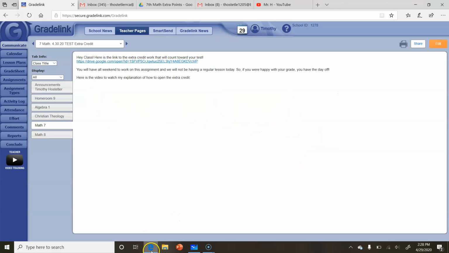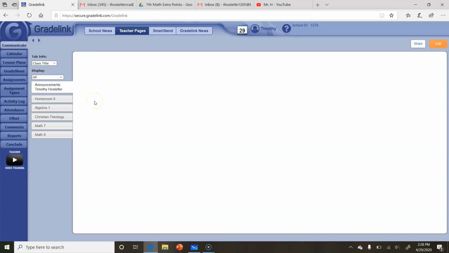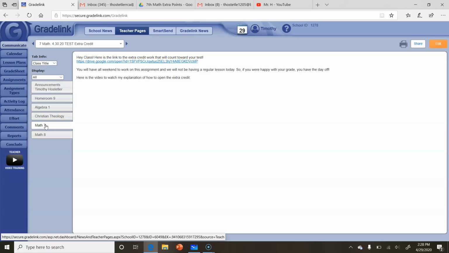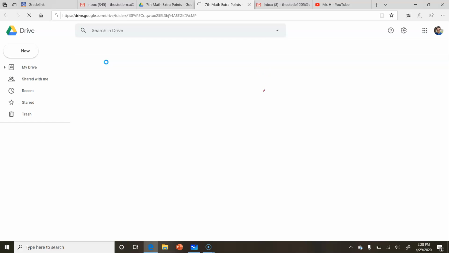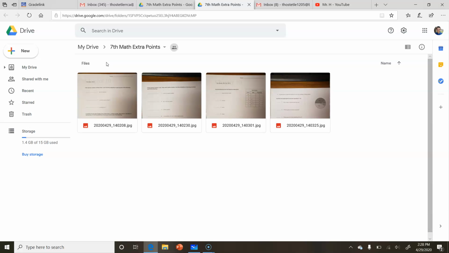So here's where to find it. You click here on the grade link, you come to the teacher pages. And once you're there on the teacher pages, you come down to Math 7, because that's what grade you all are in. You come over here to 430, which says Test Extra Credit. You click right here on the Google Drive link, and it will load the extra credit pages just like it loaded the test. So it's the same type of way to find the files. Once it loads the files, there's 4 of them. So I'm going to walk you through each one.